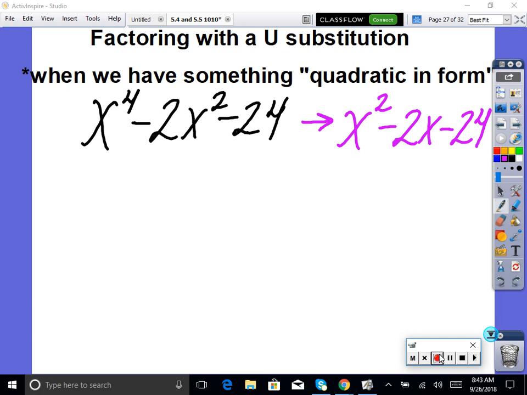Now when you look at something like this, x to the 4th minus 2x squared minus 24, it looks very similar to this: x squared minus 2x minus 24, doesn't it? Because look, it goes 2, 1, constant.